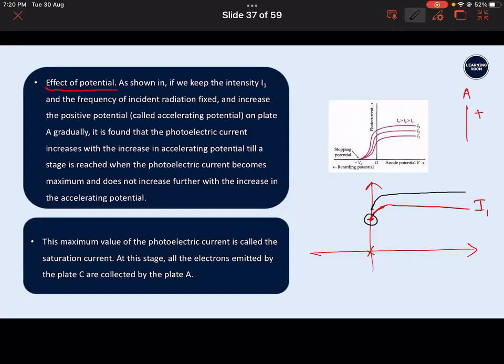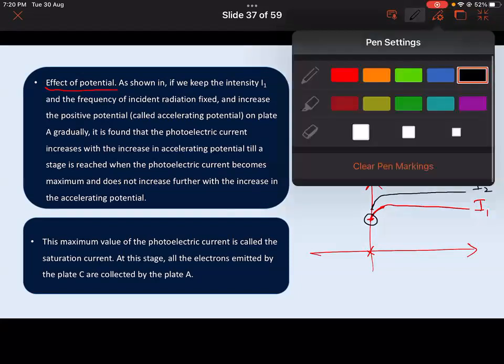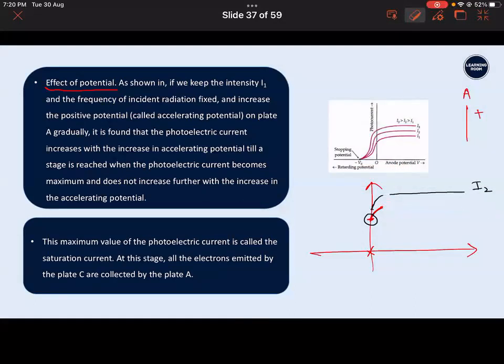So what does this graph tell us on the positive side? It says that as the intensity is increasing, even at zero anode potential, my value of photoelectric current will be slightly high. But after a certain point, it will attain saturation. So as the intensity keeps increasing, the initial value of my photoelectric current will also keep increasing.